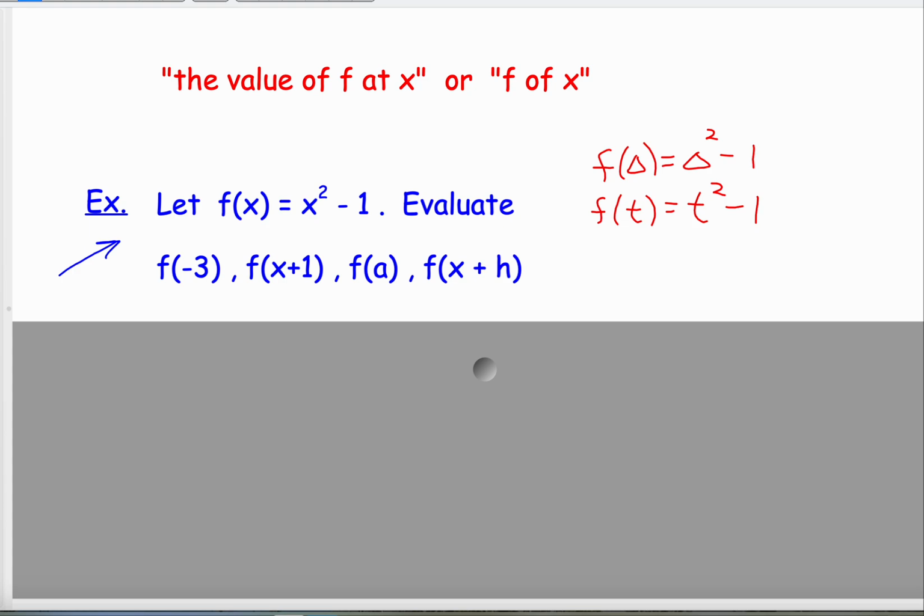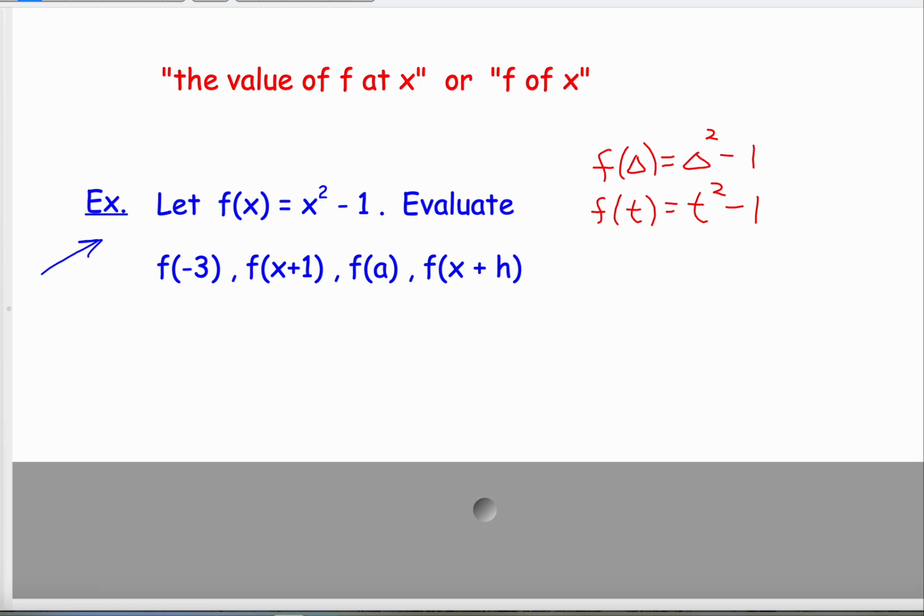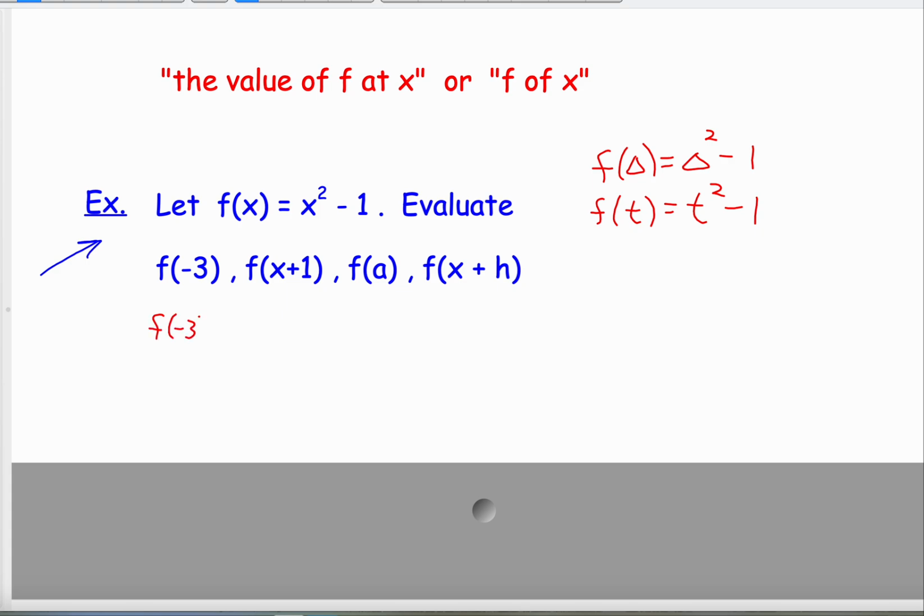All right, so I want to evaluate each of these. So what does this function do? It squares the input and then subtracts 1. So let's do that process. Let's calculate f of negative 3. Well, what am I supposed to do? I'm supposed to square the input and then subtract 1. Notice I wrote the negative 3 in parentheses here. I want to make sure that we understand we're squaring the negative as well as the 3.